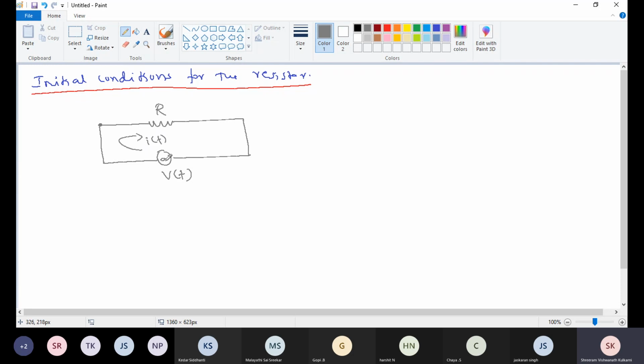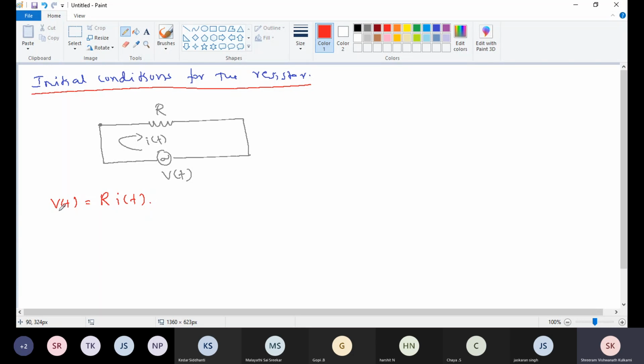Now, how will the resistor behave before and after connecting this voltage source? We are going to relate this current and voltage by Ohm's law. Tell me, what is Ohm's law? Just tell me voltage in terms of current. Yes, V is equal to IR. V of t is equal to R times I of t.